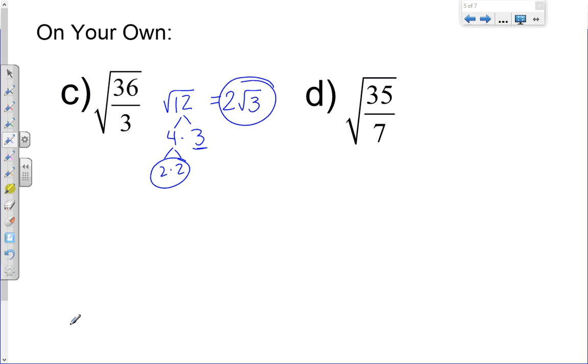Am I right, guys? Okay, I had some looks and I was afraid I did something wrong. Is 7 a perfect square? No. Does 7 divide into 35 though? Yes, so we're going to call this square root of 5. 5 is prime, and done.